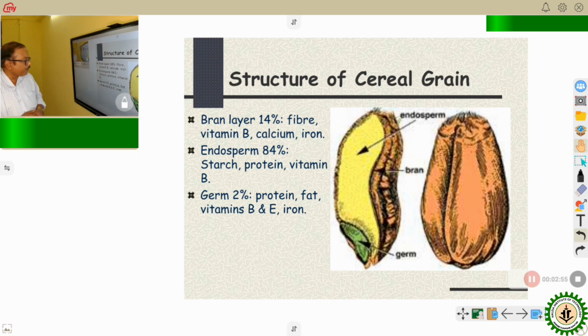Those byproducts are very important and are utilized. They have economic value. Endosperm is around 84%, which is mainly starchy, containing protein also, and some vitamin. The ash content in the endosperm is low, so as more and more endosperm comes into the flour, wheat flour for example, the greater will be the starch portion and the lower will be the ash portion. Germ is 2%; protein, fat, vitamin B and E, iron, etc. are present in cereals.